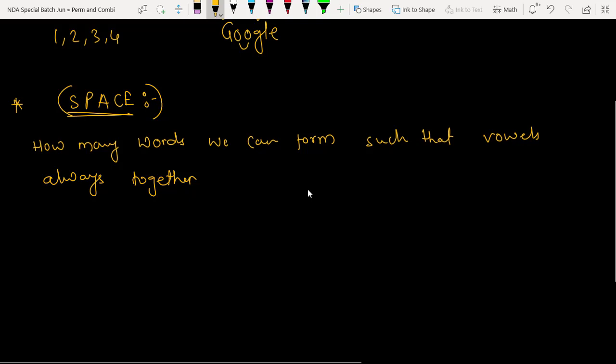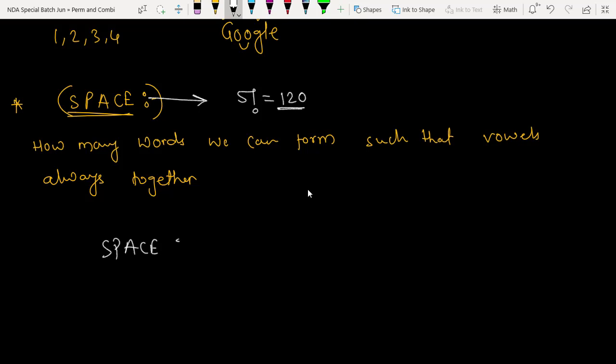Look, what is the meaning of always together? Wherever you go in the given word, first of all tell me, without any condition, how many words can we form? 120, 5 factorial. So in total I can have 120 words, and in some of them the vowels are always together. In SPACE, how many vowels do we have? 2. A and E are the 2 vowels and the remaining S, P and C are consonants.